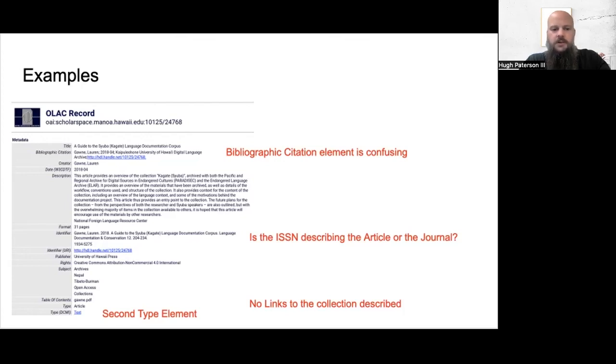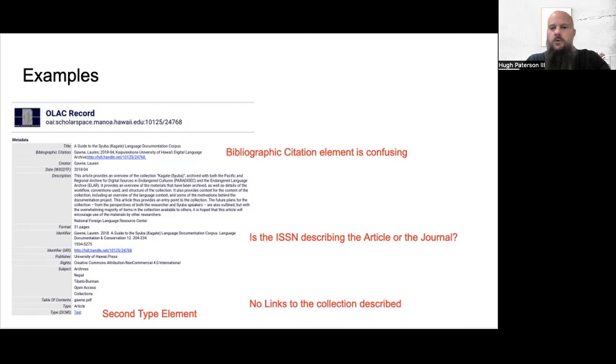The elements are confusing, but if we look down at the identifier for the resource, it is actually the bibliographic citation. So I think there are some errors here that we're seeing. Now, we do have only one DCMI type, which is text, and that's a good thing.